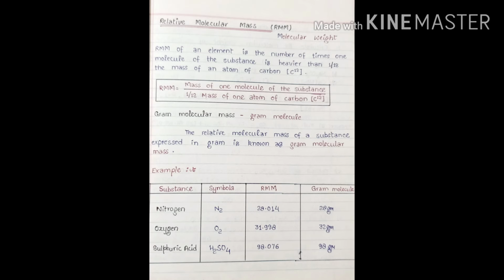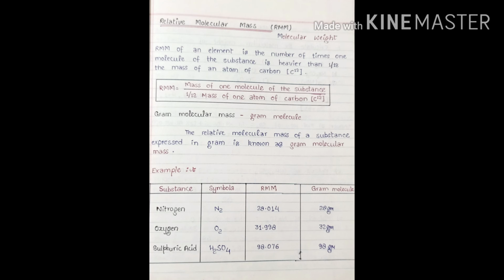Now, relative molecular mass. Relative molecular mass of a substance is the number of times one molecule of the substance is heavier than 1/12th part of the mass of C12. The formula of RMM is mass of one molecule of substance divided by 1/12th mass of C12.